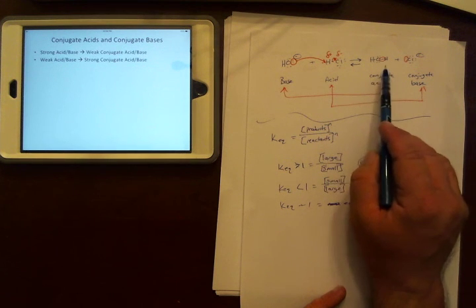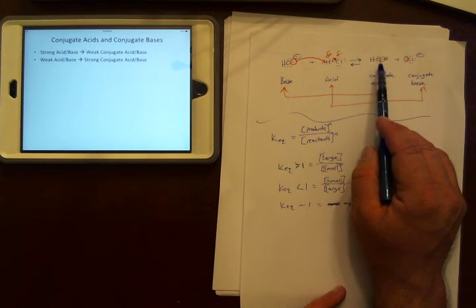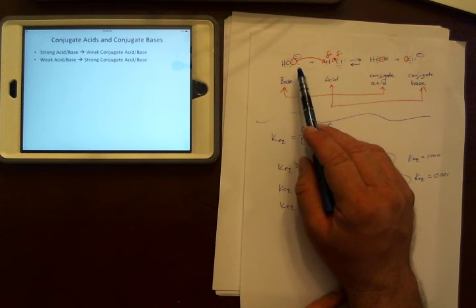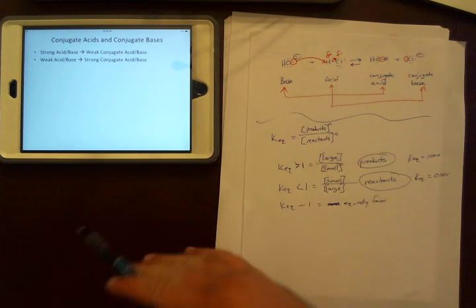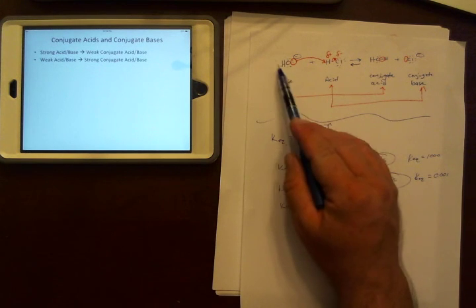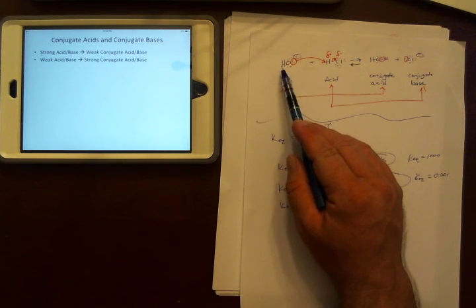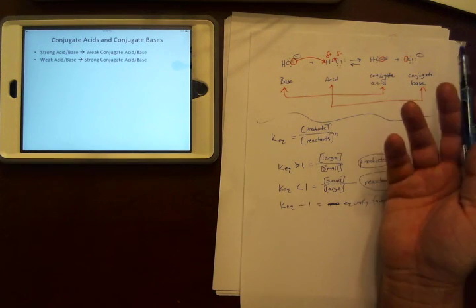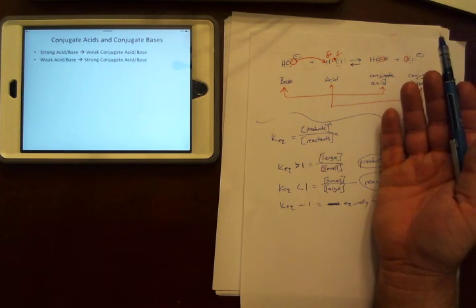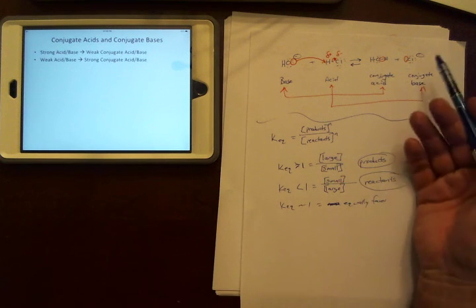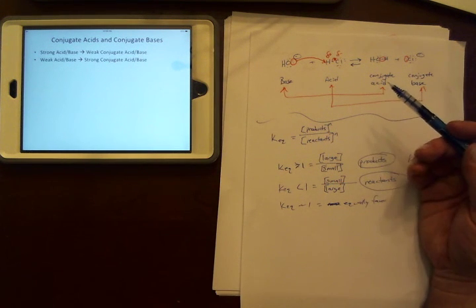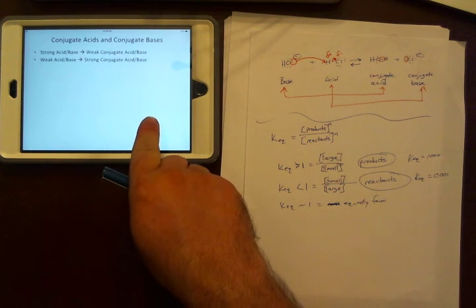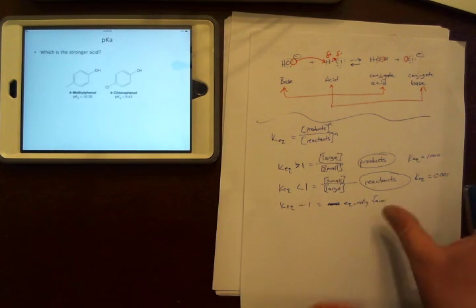Water is a relatively weak acid, so that means its base is pretty strong. So the conjugate base would be pretty strong. That's why hydroxide is a pretty strong base. So if you have a strong acid, you get a weak conjugate base. If you have a weak acid, the conjugate base is going to be pretty darn strong. So there's that inverse relationship between the two. So bear that in mind. Okay, so here we go.